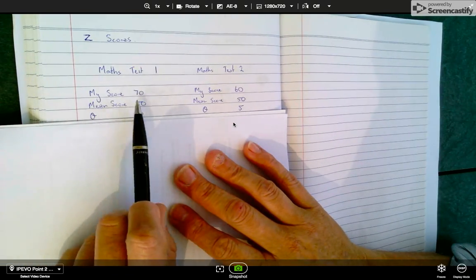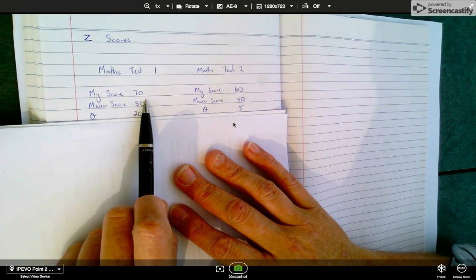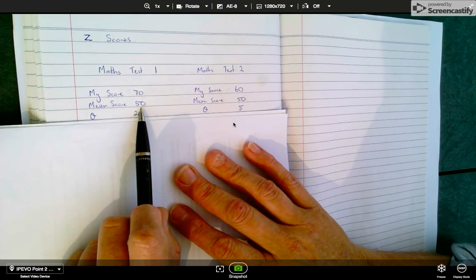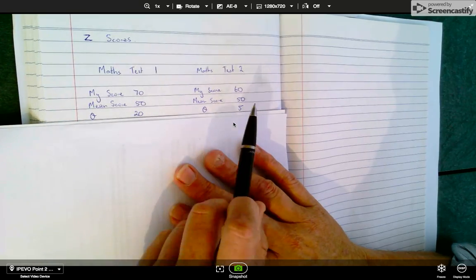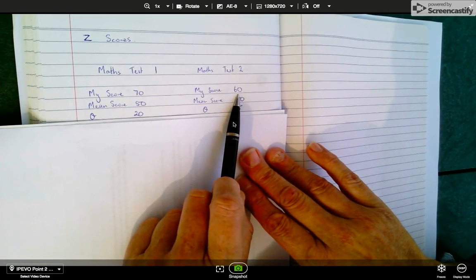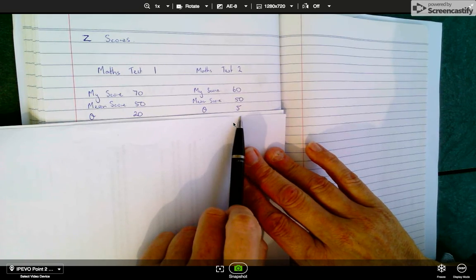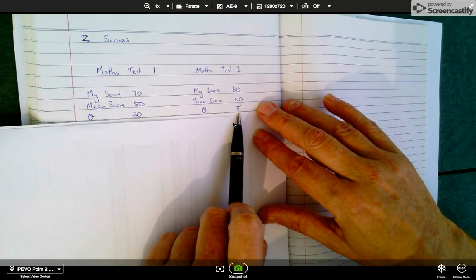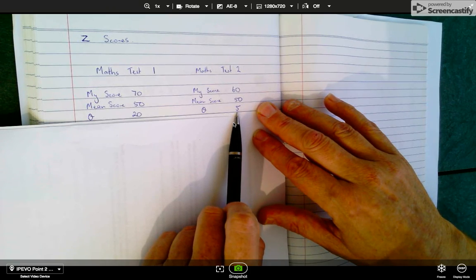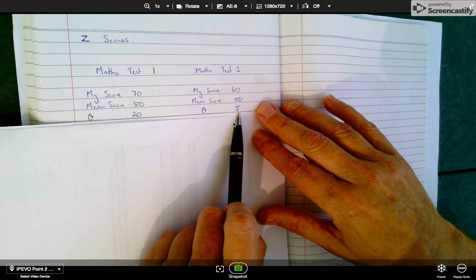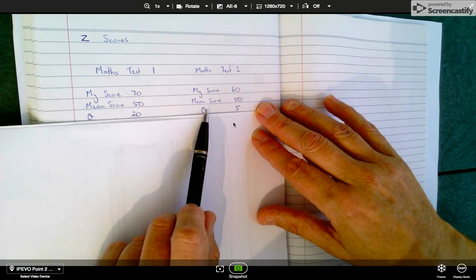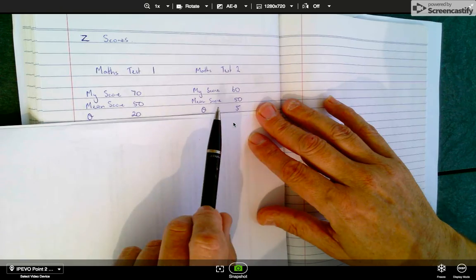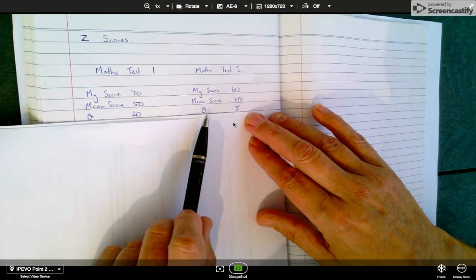In my first maths test, I scored a mark of 70, the mean was 50 and the standard deviation of the test results was 20. In my second one, I scored a 60, the mean was 50 again, but in this case the standard deviation was 5, so the marks in the second test were a lot closer. The Z-score gives me an opportunity to compare these two marks. In which test did I actually beat more students?